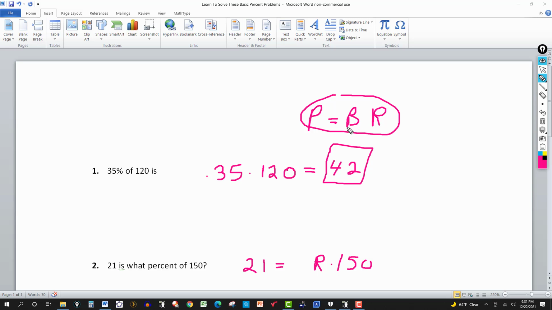So it's actually in this format, not necessarily the same order. So the R, of course, is the unknown here. The base is given. 21 equals, so 21 actually is a percentage that we're looking for. What percent of, and the 150 is your base. So in this case then, I simply divide both sides by 150 here to solve for the rate.